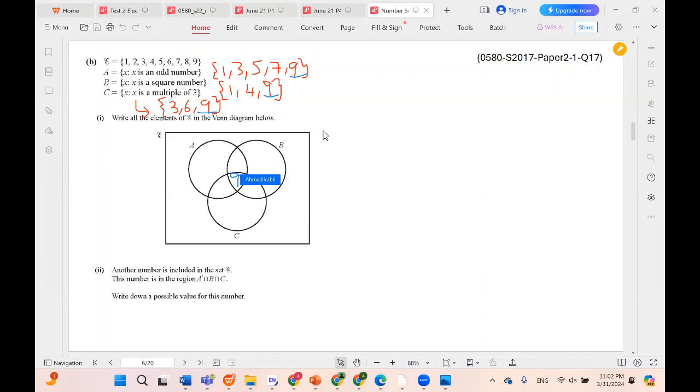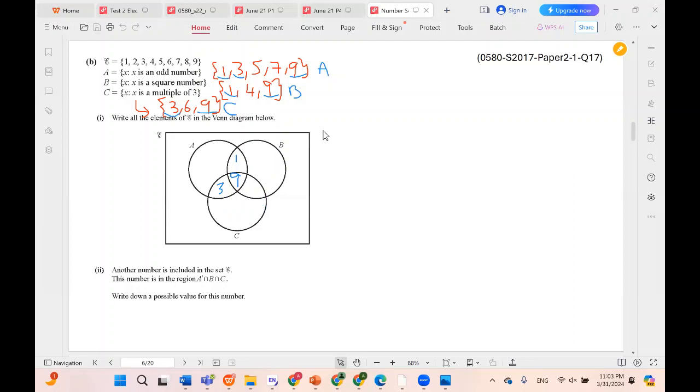Now, having finished 9, we move on to numbers that are common to 2 sets. So for example, we have 1, common to set A and B. So we can put 1 in the intersection between A and B. Now 3 is in A and also in C. Remember, this is A, this is B, and this is C. So we have 3 in A and C. So we can put 3 between A and C like this.